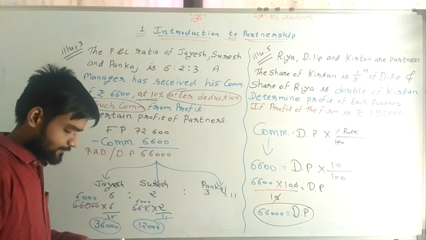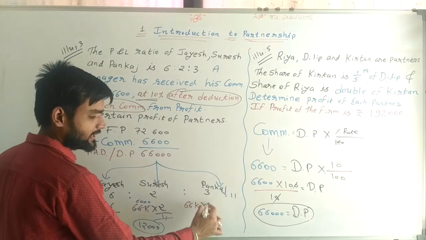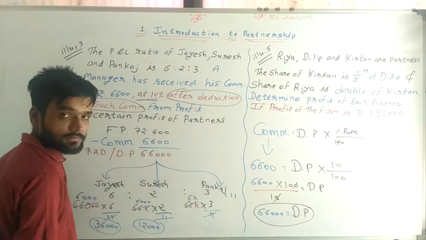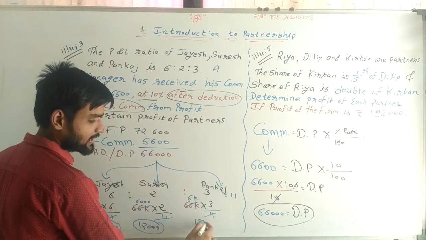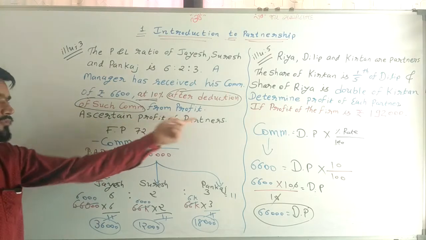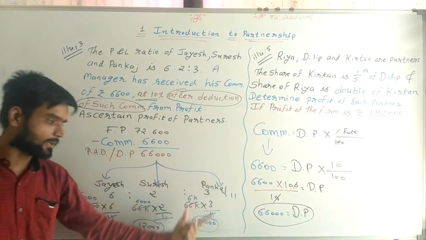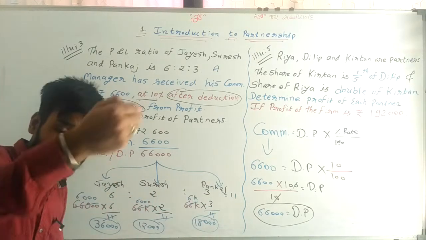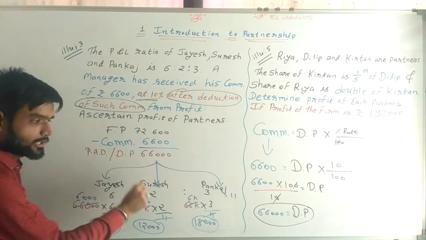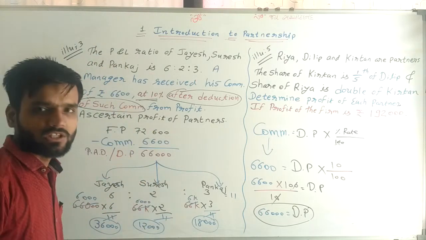And the last one, Pankaj. 66,000 multiply with 3, divided by 11. 11 6 6,000 into 3, 18,000. So my question asked to ascertain the profit of partners. So the profit of partners: Jayesh is 36,000, Suresh is 12,000 and Pankaj is 18,000. That you have to write at the bottom of the answer. That is your actual answer. You will get the 3 marks.